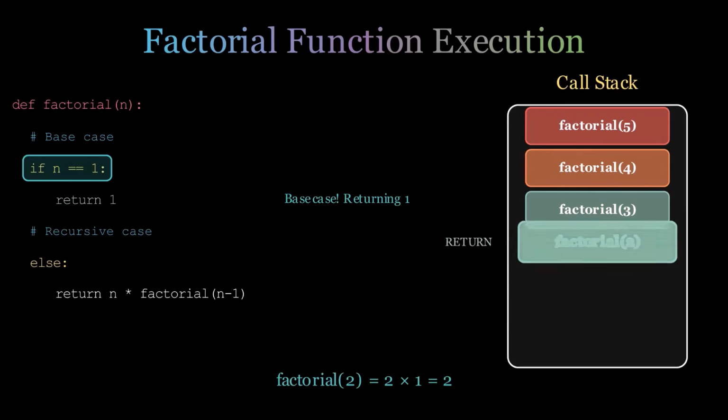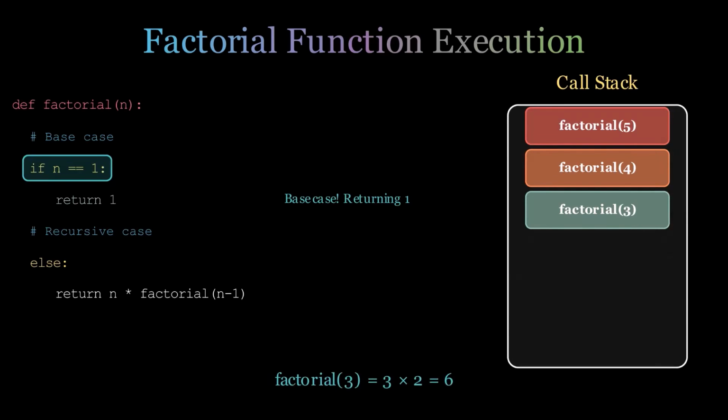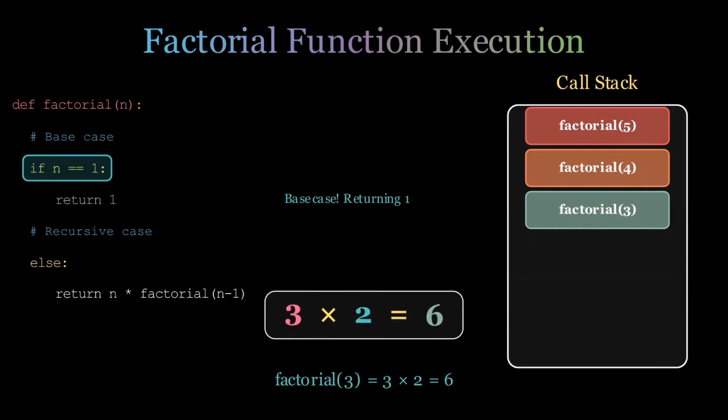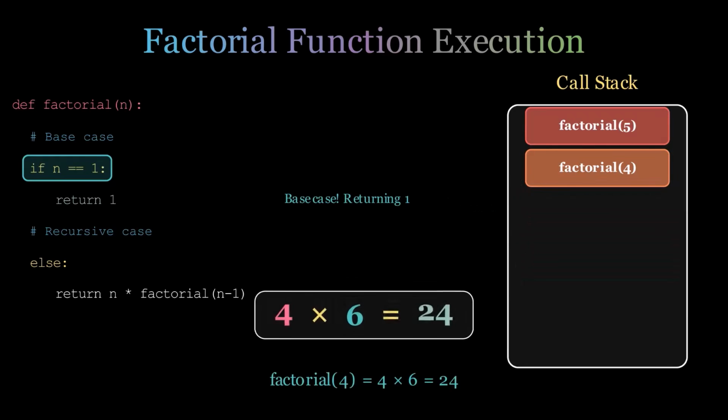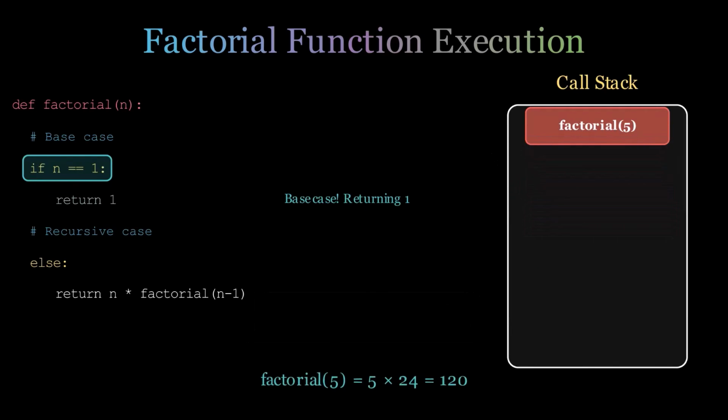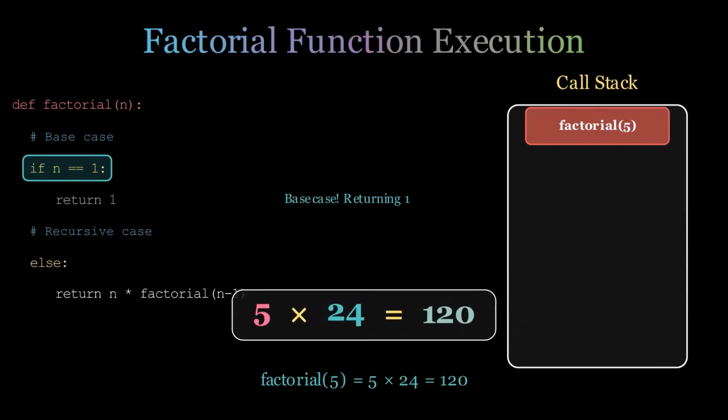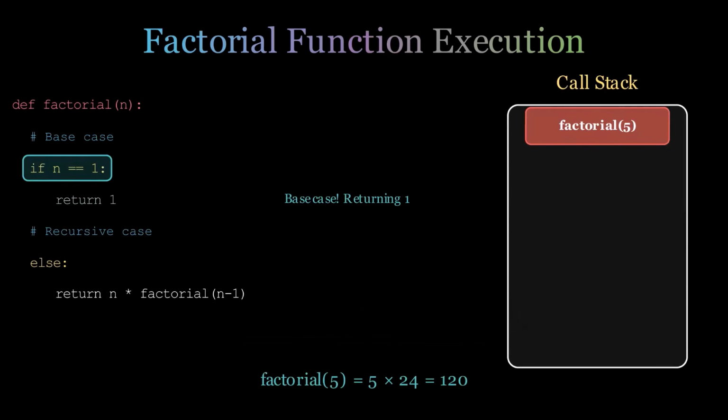3 factorial gets the answer 2. It completes its pending work: 3 times 2. 4 factorial gets the answer 6. It completes its pending work: 4 times 6. 5 factorial gets the answer 24. It completes its pending work.